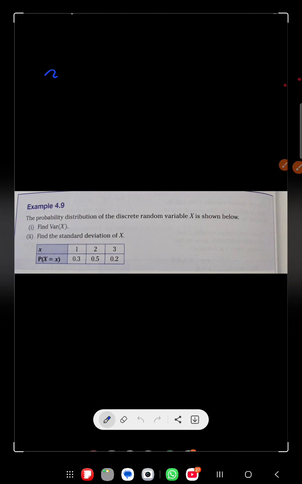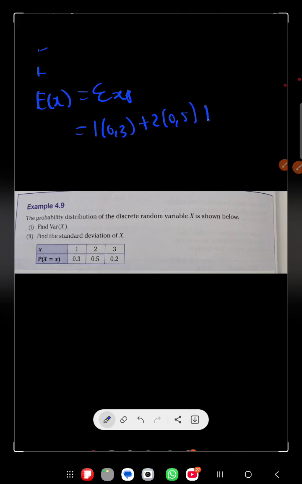I need expectation. So expectation is equal to summation of x times p, right? I need that, so I'm going to say 1 times 0.3 plus 2 times 0.5 plus 3 times 0.2. What does that give me? That expectation should be 1.9 as the expectation, right? This is otherwise known as mu.